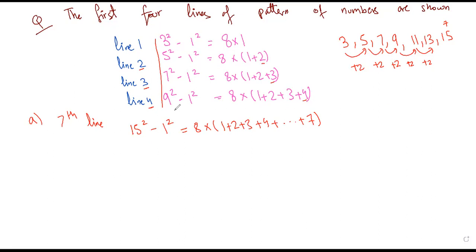All right, let's talk about the second part. That is the B part. It says write down an expression in terms of n to complete the nth line of the pattern. So we need to write down this side, and they have told us that the other side would be 8 into 1 plus 2 plus 3 plus 4 plus n. So what are going to be the terms on the left side?